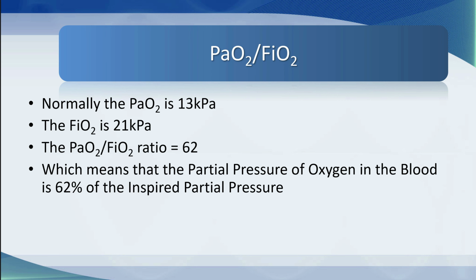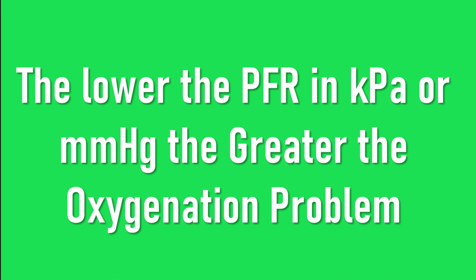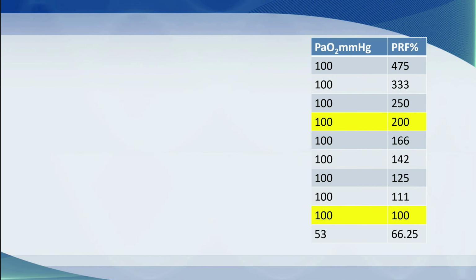I'll get back to that in a minute. But if the FiO2 is 40%, the PF ratio in this case, with 13 kilopascals in arterial blood, would be 32.5. The lower the PaO2 divided by FiO2, in kilopascals or millimeters of mercury, the greater the oxygenation problem. This is the commonly used table for PF ratio, and the points where people get kind of excited are a PF ratio of 200. Below that level, if the patient has an inflammatory acute lung injury, we call that ARDS, and it's quite severe if the PF ratio is below 100.